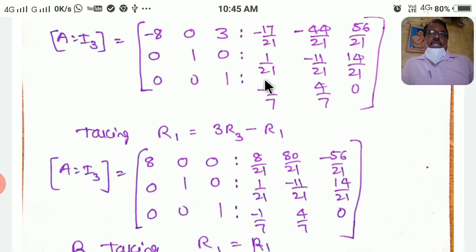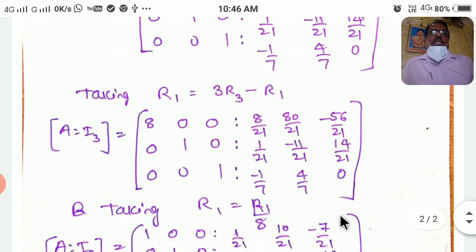Next here again we carry out the same operations, 3R3 minus R1. Multiply this element with 3, minus 3 by 7, minus 3 by 7, minus of minus plus 17 by 21 gives 8 by 21. Similarly 3 into 4 by 7, that is 12 by 7, 12 by 7 minus of minus plus 44 by 21, it gives 80 by 21. Similarly here 3 into 0, 0, 0 minus of 56 by 21, so it is minus 56 by 21. Then the remaining elements as it is, 1 by 21, minus 11 by 21, 14 by 21, minus 1 by 7, 4 by 7, 0.